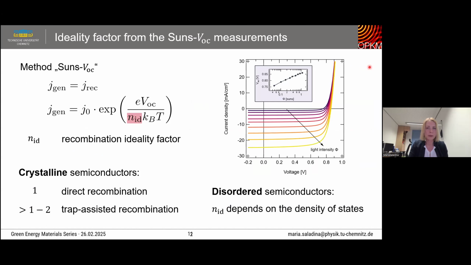So this is the method. The data that you need for this is really the light intensity dependent JV curves. For this analysis, we only need VOC values.